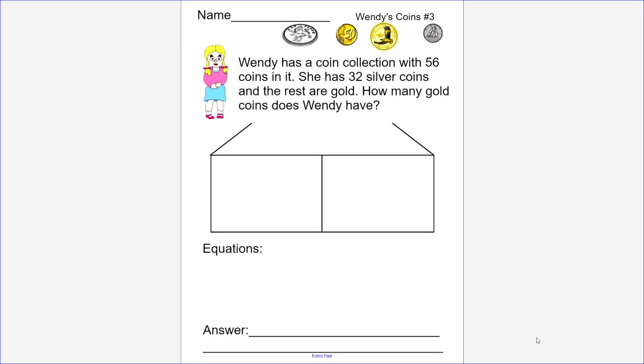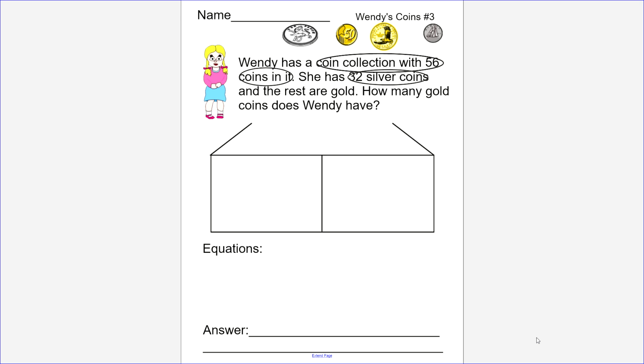Let's read this problem again and focus on finding the information they give us in the story problem. Wendy has a coin collection with 56 coins in it. She has 32 silver coins and the rest are gold. How many gold coins does Wendy have? The first piece of information that I see in this story problem is that Wendy has a coin collection with 56 coins in it. Can you find the other piece of information in this story problem? Yes, the other piece of information that we are given in the story problem is that she has 32 silver coins.